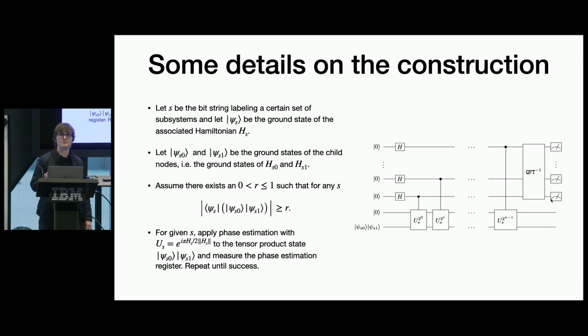But the key point is that if we fail, we only have to re-prepare the ground states of this branch of the binary tree where we failed. So we don't have to re-prepare the entire ground state over and over again, only for the small portions of the binary tree where we had a failure. And that basically allows us to circumvent the exponential scaling in certain cases.